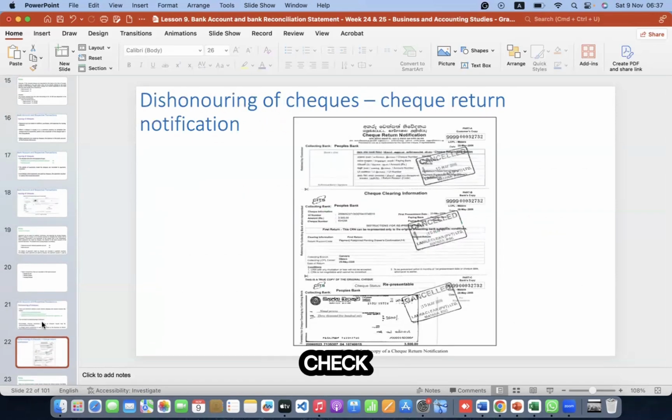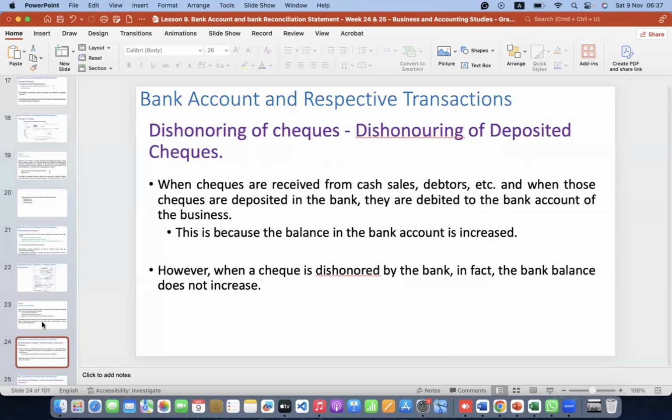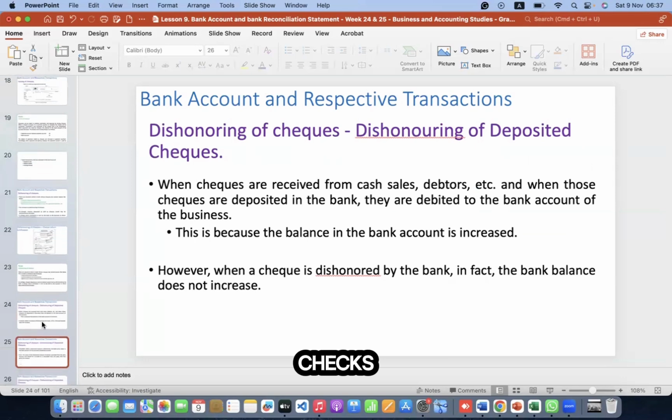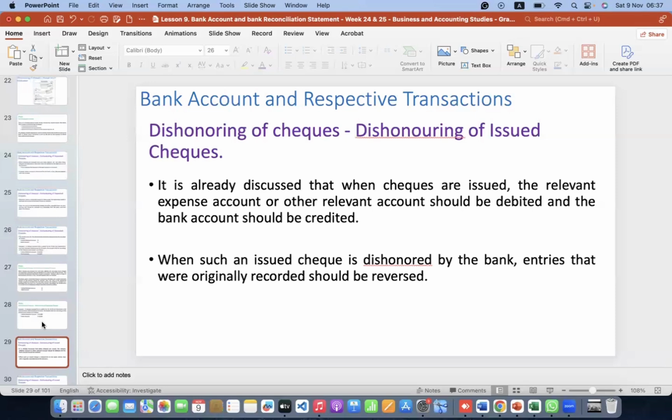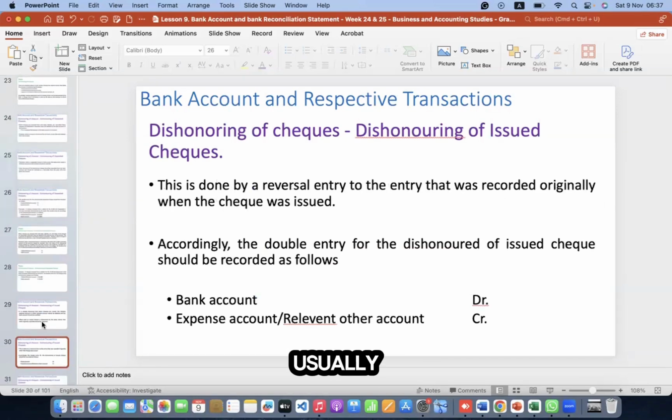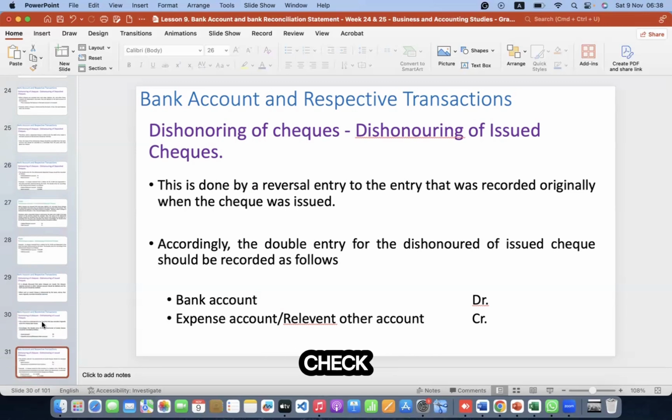And once a check is dishonored, we are receiving a check return notification. And we also told this return notification is also important as a legal document for collecting money from the debtors if they do not pay in the future. Okay. And dishonoring of checks, we discussed about dishonoring of deposited checks and dishonoring of issued checks. Okay. So we told what happens is usually a reversal of the original entry. A reversal of the original entry will be happening in a dishonoring of a check situation.